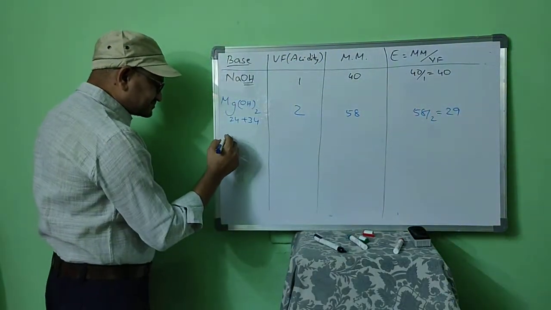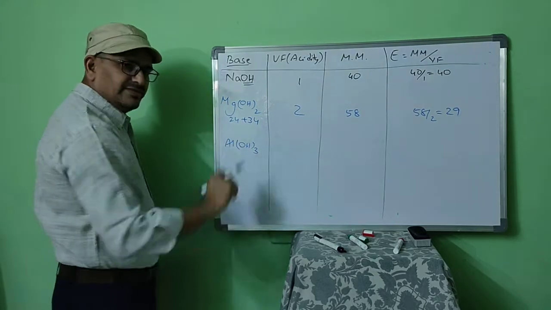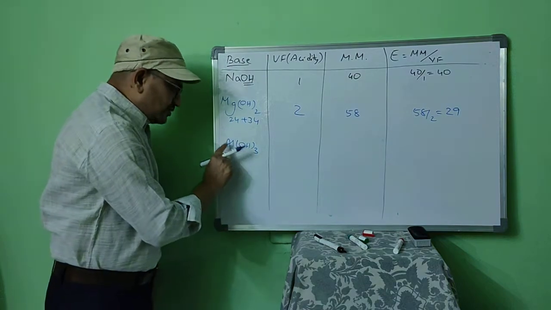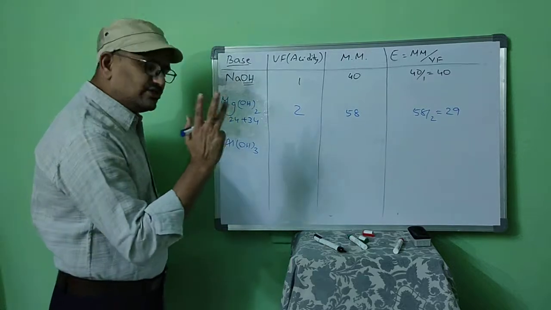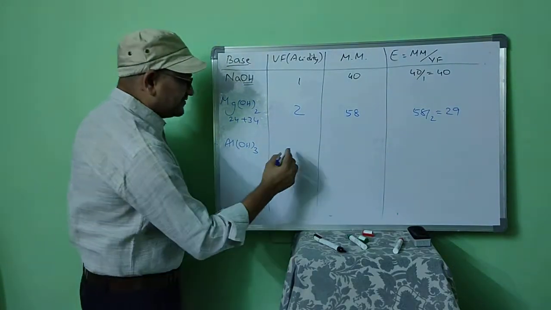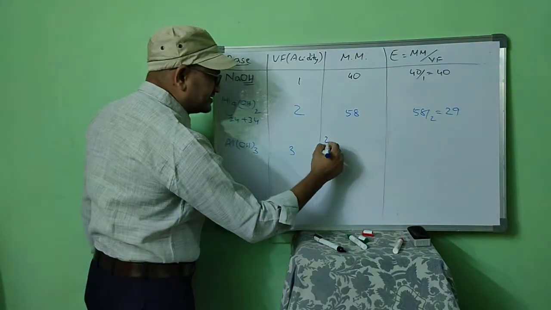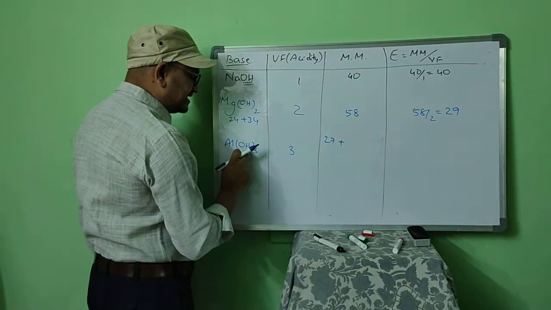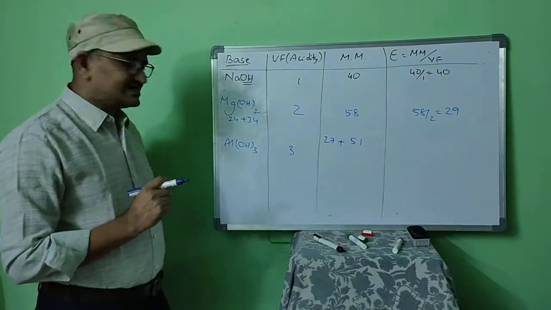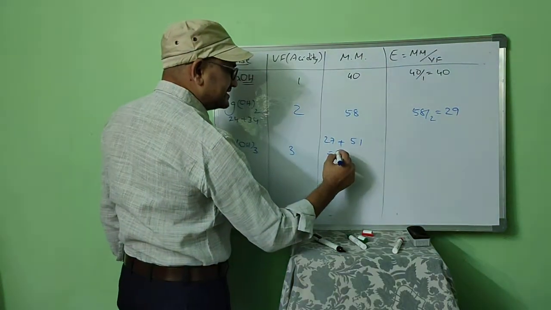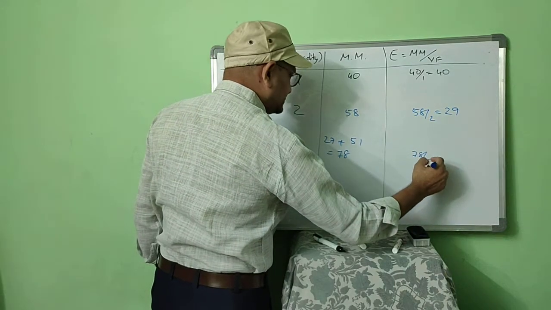Next, if it is aluminum hydroxide, Al(OH) taken thrice, Al(OH)3. One mole of Al(OH)3 can generate totally how many OH minus ions? 3 OH minus ions. So valency factor is 3. Find the molar mass. Aluminum is 27 plus this is 16 plus 1, 17, times 3 is 51. So what is the sum? It is 78. And equivalent mass is 78 by valency factor, like that.